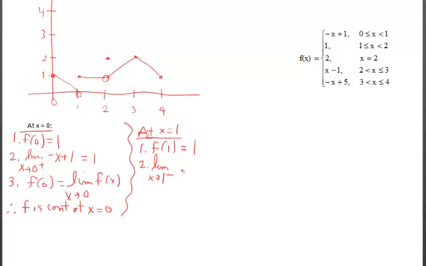The left limit. If I approach 1 from the left, that's smaller values than 1, so I'm still on this linear piece. That makes sense. I'm coming down this part of the graph. Negative x plus 1. Plug in 1: negative 1 plus, that's a plus, plus 1 is 0. So the left limit is 0. The y values are going to 0. Makes sense.